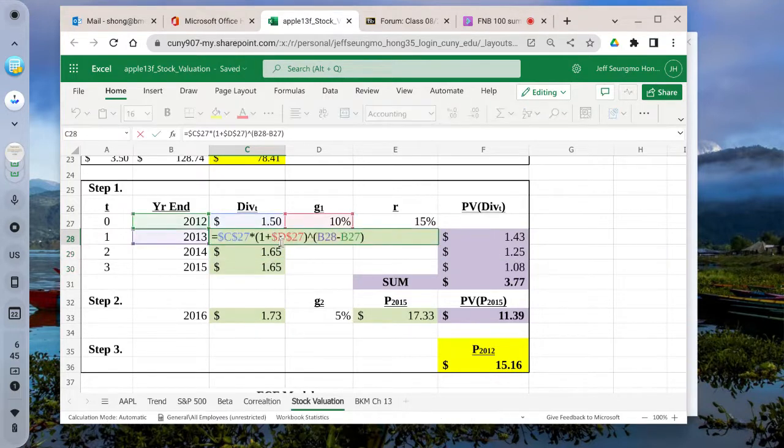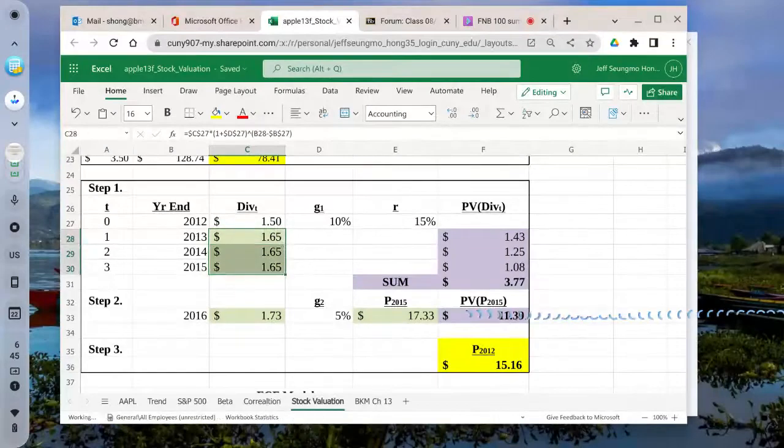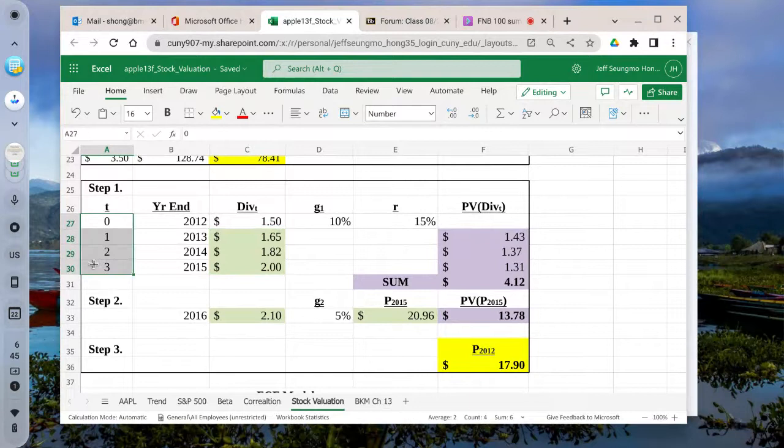Oh, no. I didn't lock something. I should lock this one, because B27, 2012, shouldn't change. Okay, there you go. But I have the years digit here, so either way, that's fine.